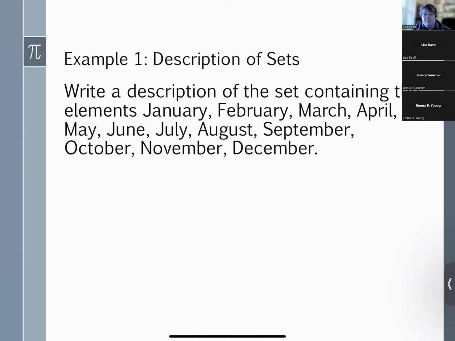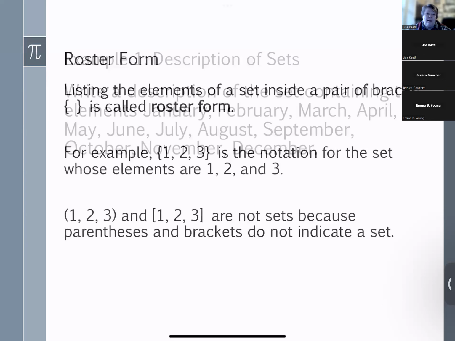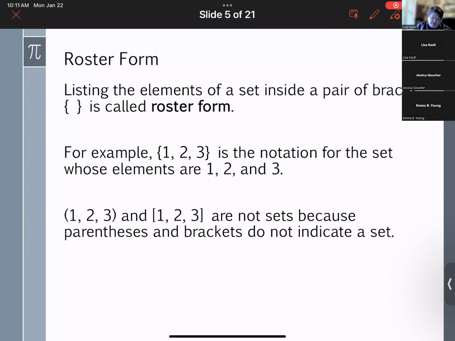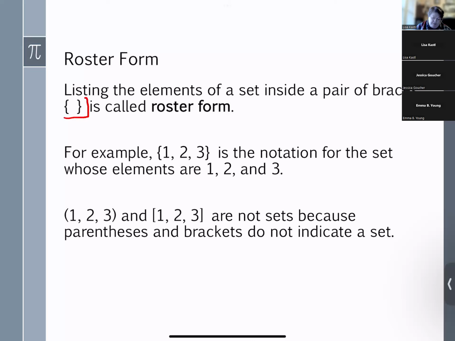So that was a list, but it wasn't a formal mathematical list. In math, if we list the elements of a set, we call that roster form. And we list those elements inside of things called braces. So let me get my iPad over here so I can write on it. So these things right here are called braces. And on your keyboard, they're up above the enter key. They're shift above the brackets.